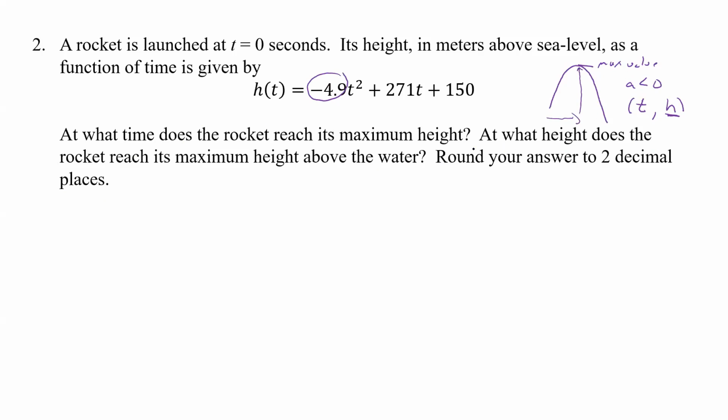And then what is the height that it reaches above the water? And then round our decimal to 2 places. So we're going to have to use our calculator a little bit here. And so first off, let's find our vertex, because that's really going to be what we need to do. So it's going to be minus b, which is 271, all over 2 times a, which is negative 4.9. And if we plug all that into our calculator, well, let's go ahead and do that. So I'll show you what we're doing here.